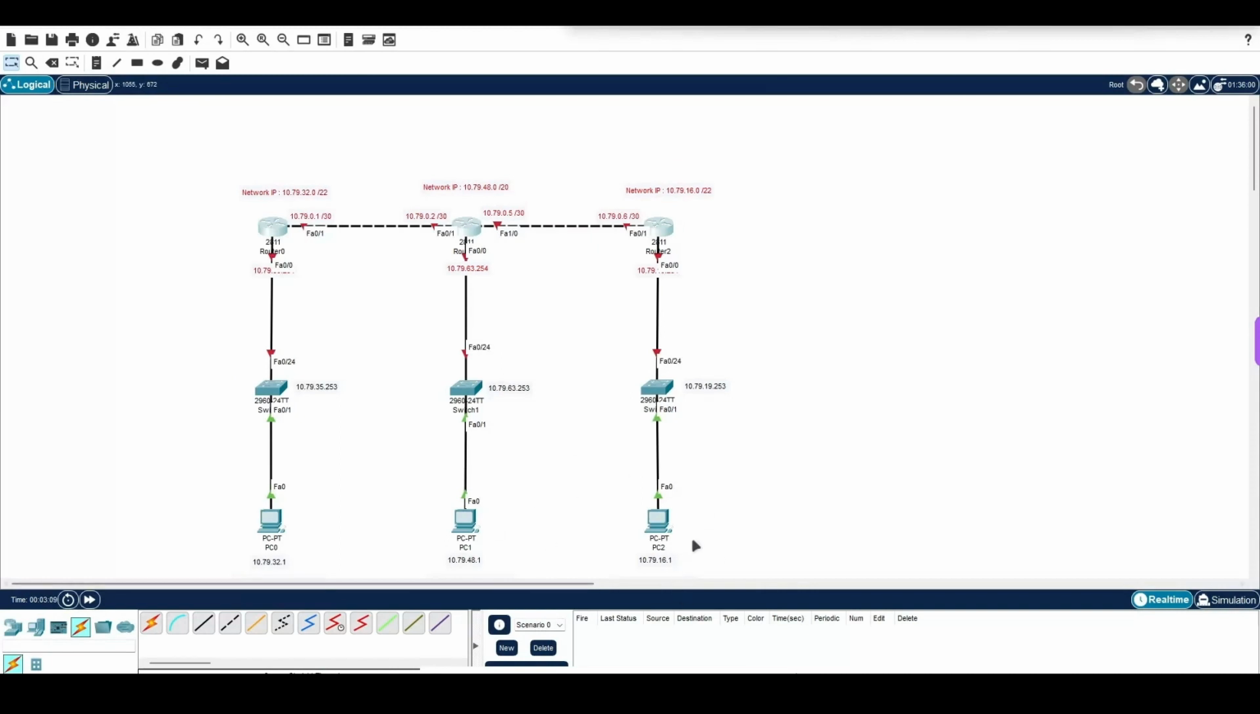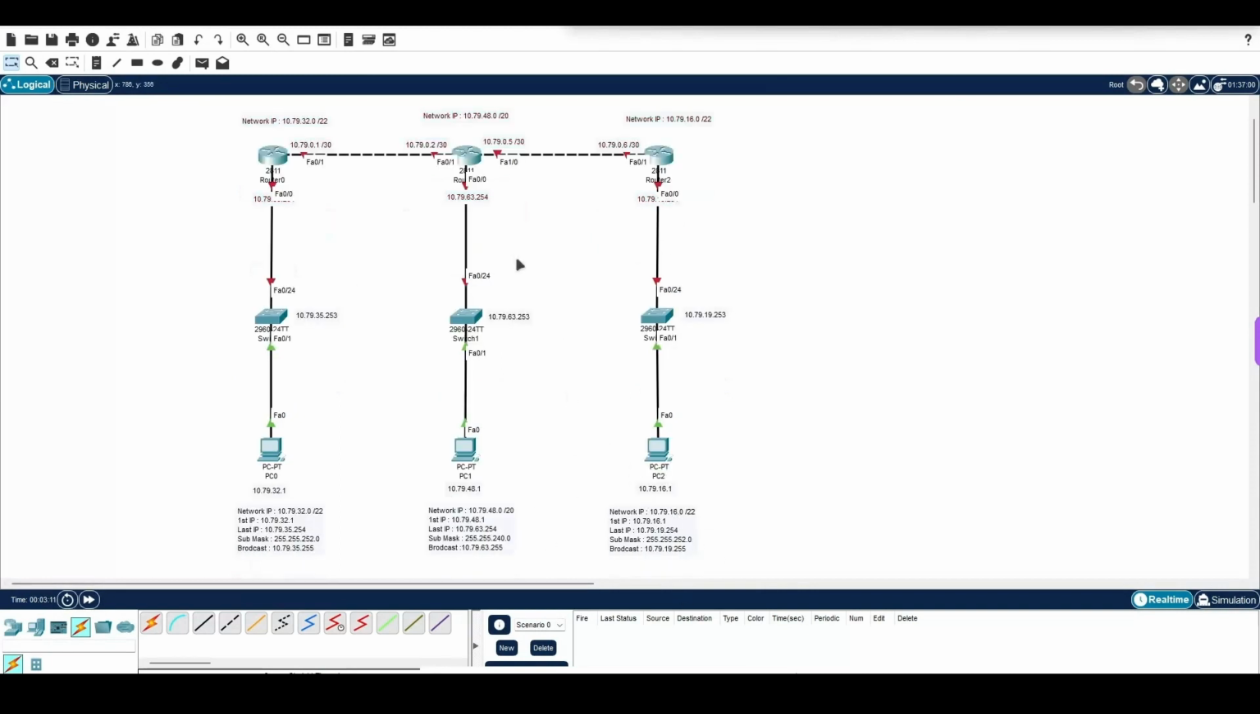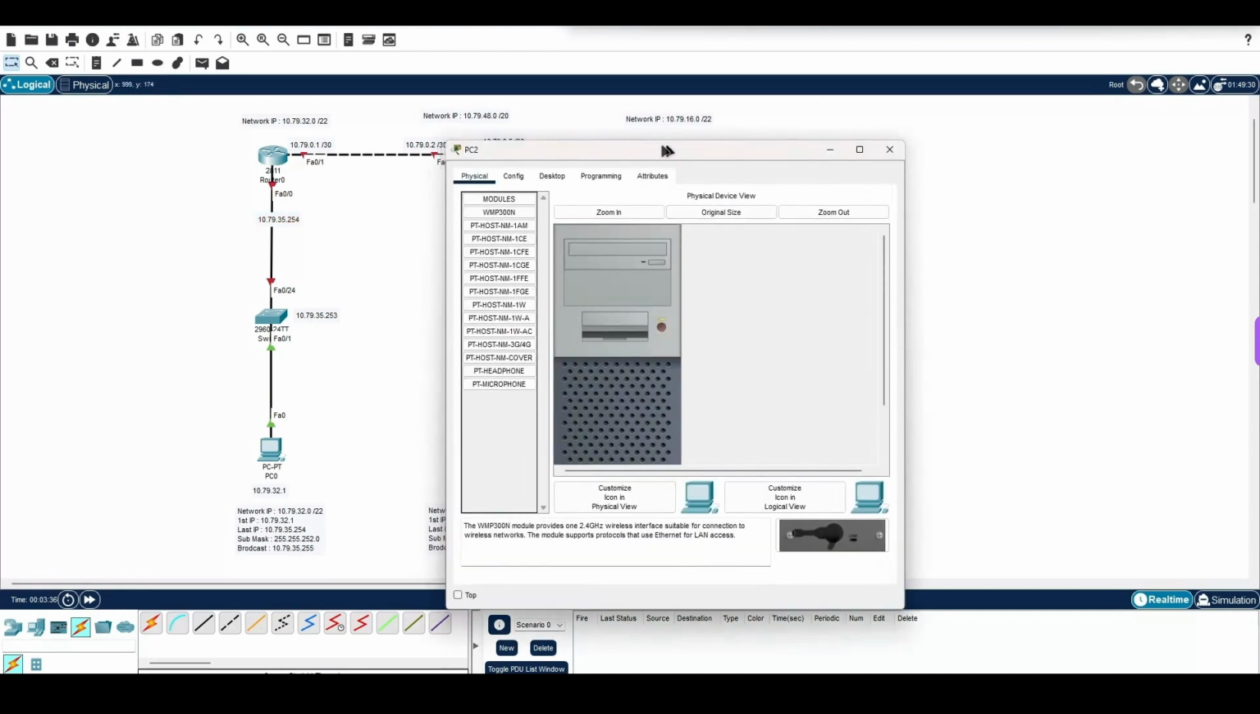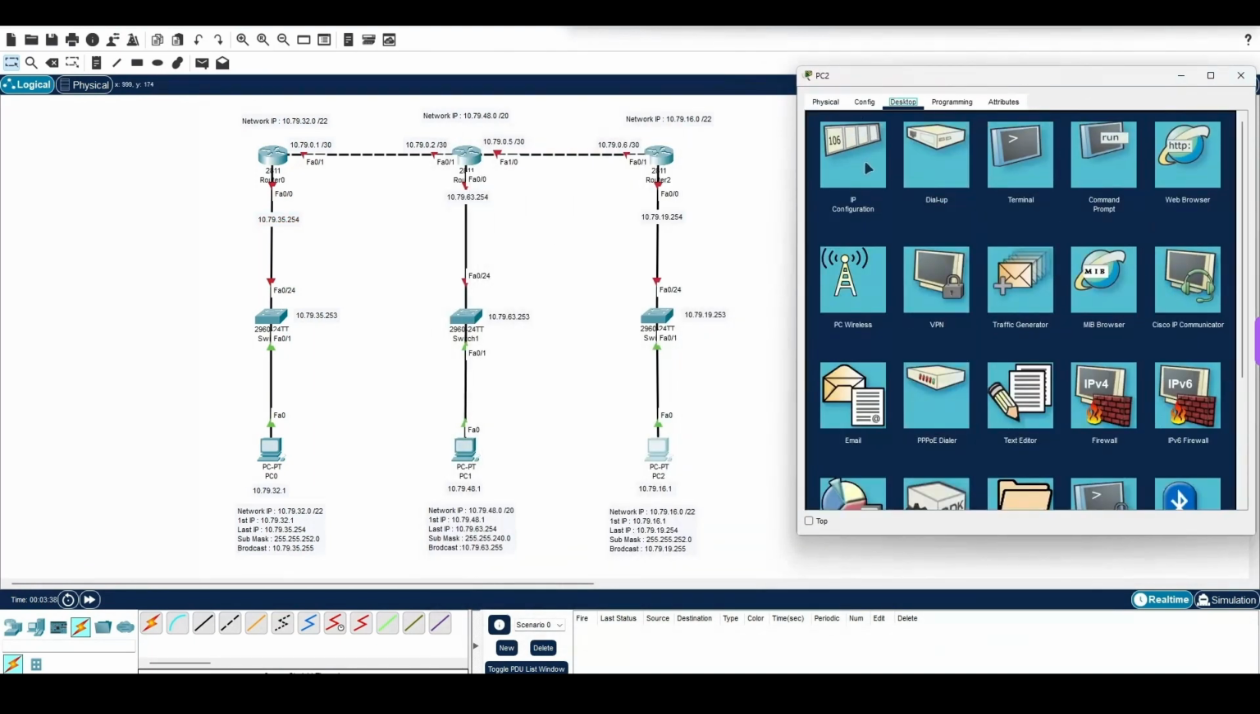As you can see here, I labeled this network based on the subnetting that we did earlier. I gave the first usable IP to the hosts and the last usable IP of every network to the default gateway, which is the FA0/0 interface on the router, and the 253 for the switches. So let's go right now and start configuring.